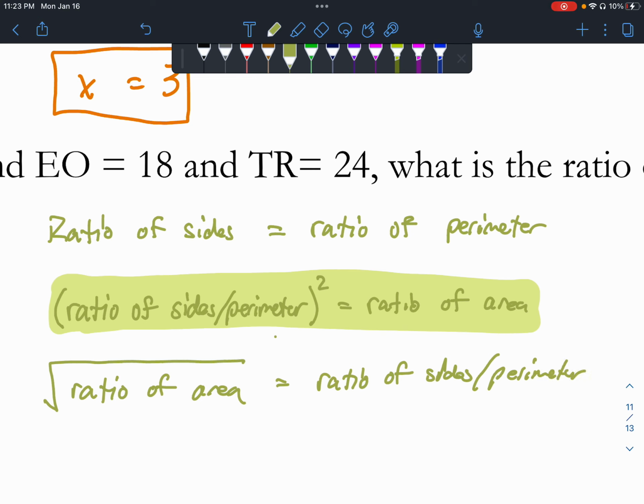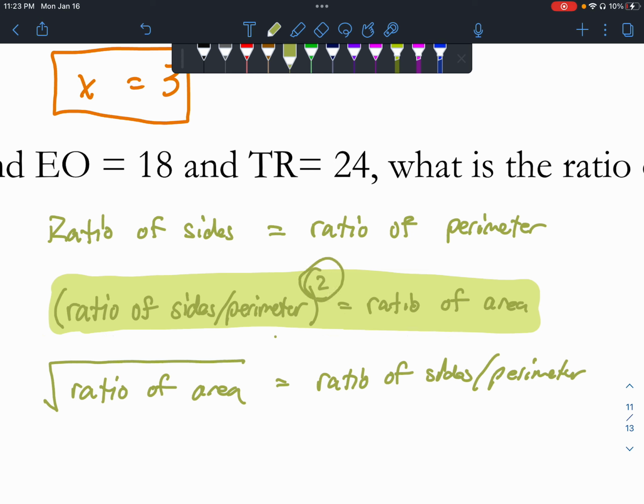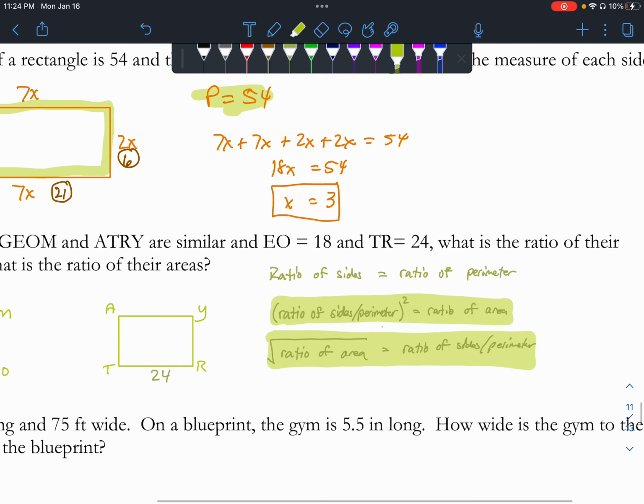If we were going to look at solving this one right here for the ratio of the sides or perimeters, we would have to get rid of this little exponent right here. And the only way to do that is by taking that square root. Both of these equations are realistically the same exact thing. One is just solved for one variable where the other one is separate.